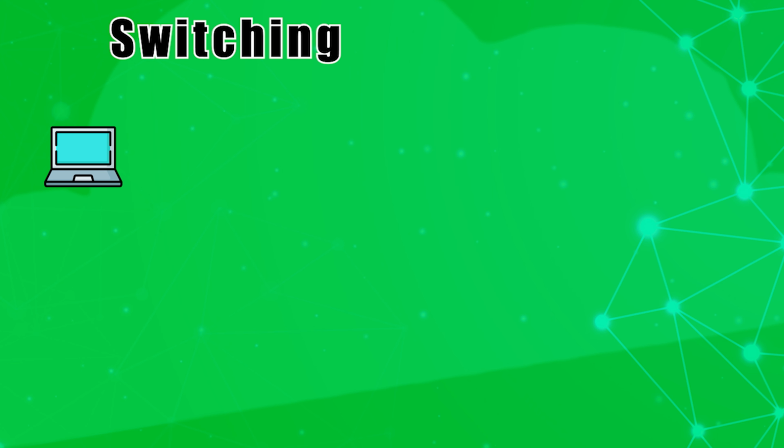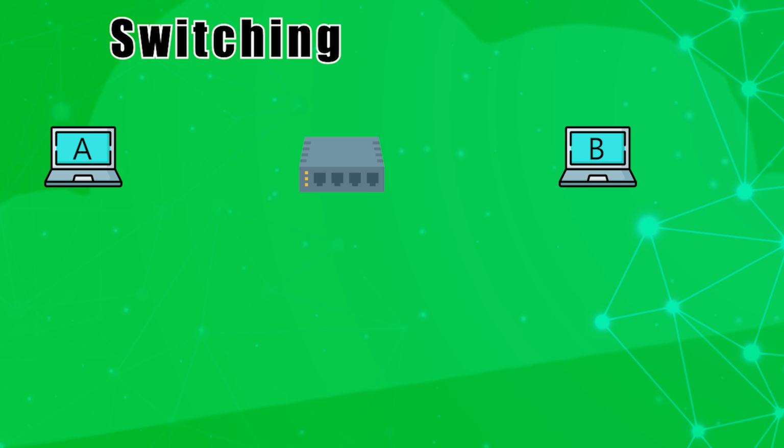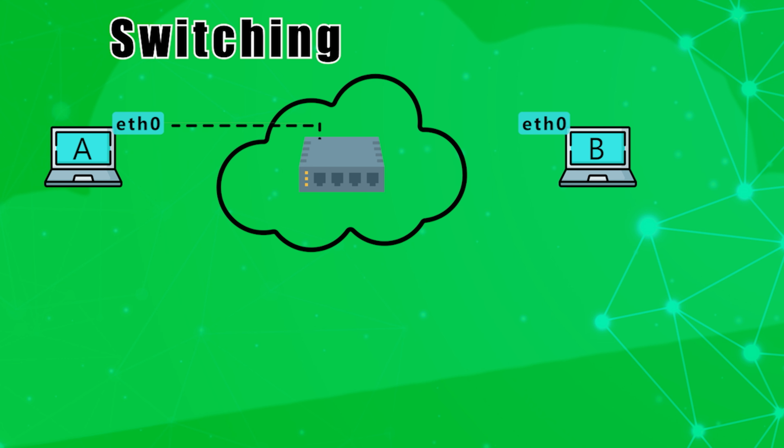So we have two machines or two computers, A and B. How do they talk to each other? The answer is we connect them to a switch. We need network interfaces on both the machines. This network interface could be physical or virtual depending on the host machines. To see the network interface, you can run the command ip link.